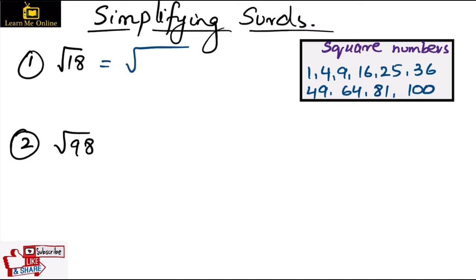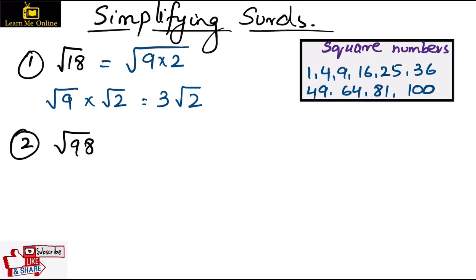the square number. So this is root 18, and we know that root 18 can be written as root 9 times 2. Now we split these into root 9 and root 2 separately, because we know that 9 is a square number, so it can be written as 3, whereas root 2 cannot be simplified further, so it remains the same. So the simplification of the square root of 18 is 3 root 2. Let's have a look at the next example.